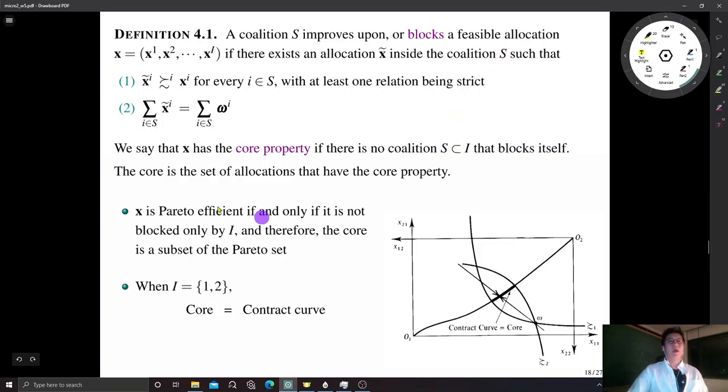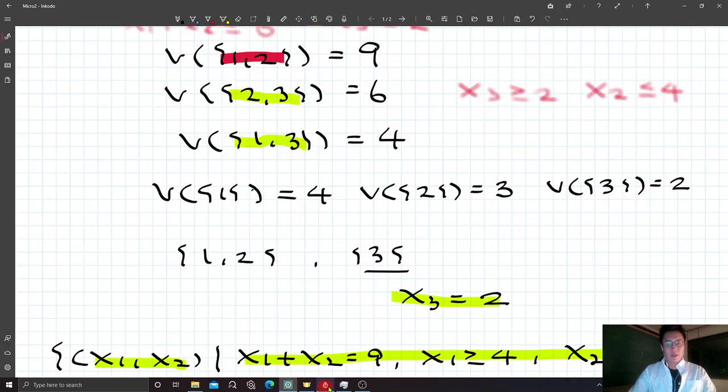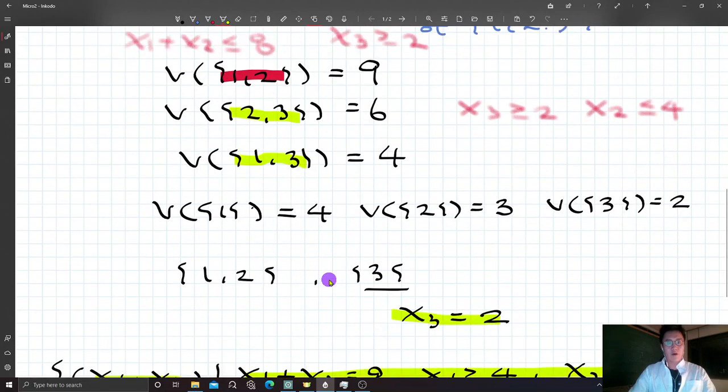Okay? And we say that allocation X has the core property if there is no coalition S improving upon allocation X. So there is no coalition that blocks allocation X. Then we say allocation X has the core property. And the core is defined as the set of allocations that have the core property. All right, so in order to enhance the understanding of the core, let me go back to this example.